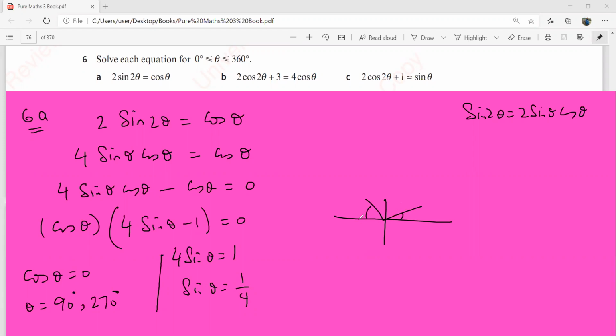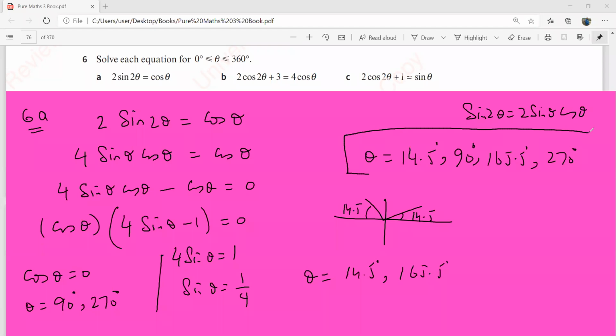So what is sine inverse of 1 over 4? It is 14.47, so let me write it as 14.5. So your theta is 14.5 or 165.5. So we have four values. Let's write them in order: 14.5, 90 degrees, 165.5, and 270. These are the four solutions of this equation.